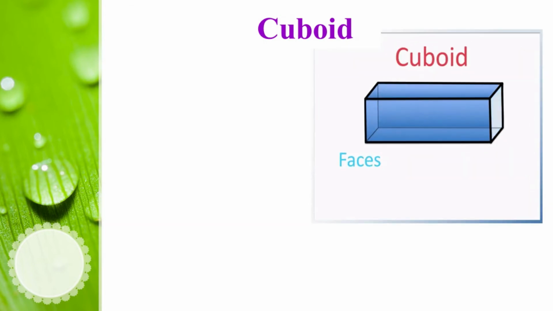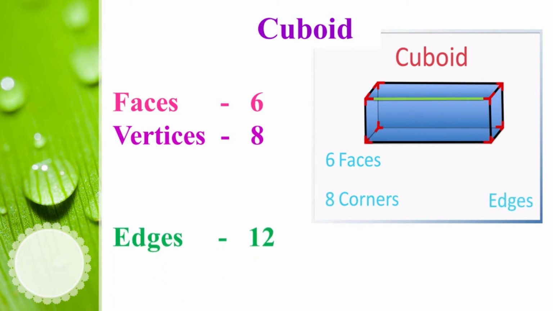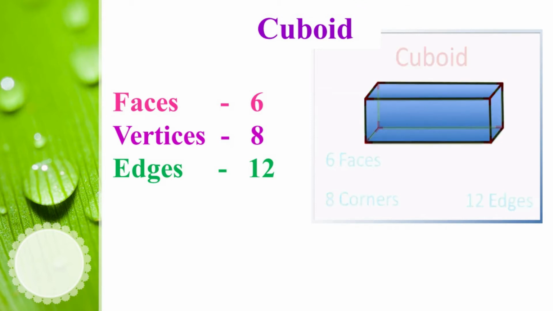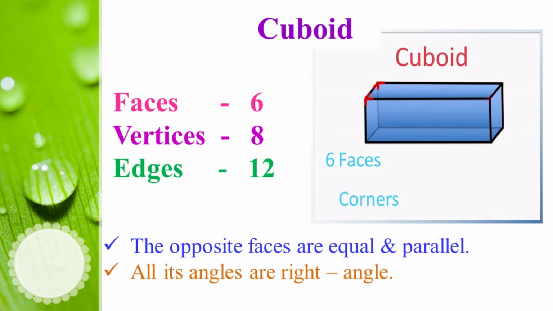Cuboid. This is the shape of the cuboid and the faces in the cuboid are 6. Vertices are 8 as in the cube. Here also 8 vertices and 6 faces. Edges, 12 edges out there. Look at this. Red color indicates the vertices and green color lines indicate the edges, and these are the faces. The opposite faces are equal and parallel. All its angles are right angles.